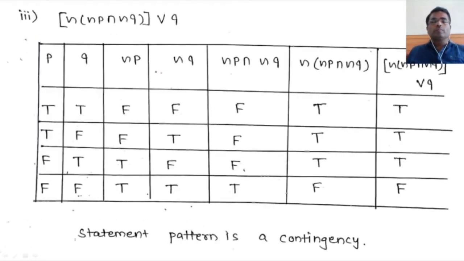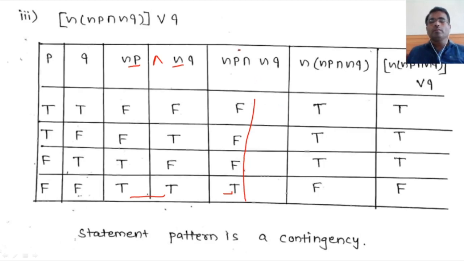Now we have to consider negation of negation P and negation Q, or Q. So P has values true, true, false, false, Q has values true, false, true, false. Then negation P is false, false, true, true, exactly opposite to this. Negation Q is false, true, false, true. Now we need AND operation between negation P and negation Q. For AND operation, if both are true, then only the resultant is true, otherwise it is false, therefore false, false, false, true.